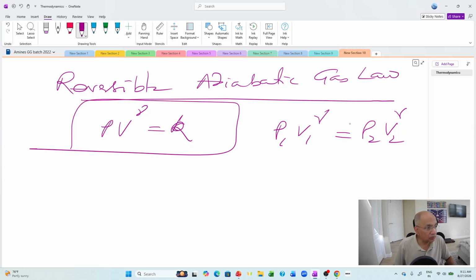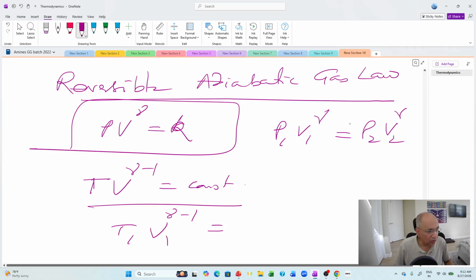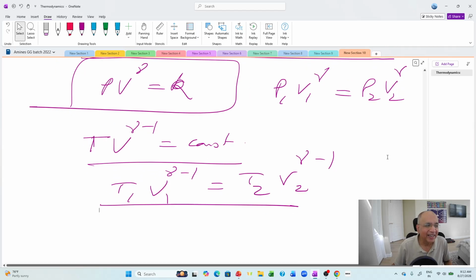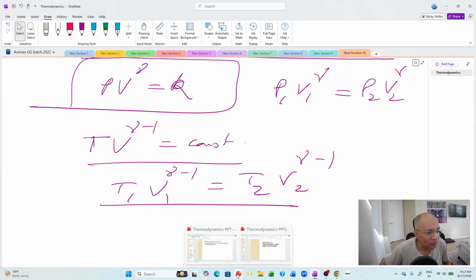And for the Charles law situation, T V^(gamma minus 1) is equal to constant. That is T1 V1^(gamma minus 1) equals T2 V2^(gamma minus 1). In this you have to use it, don't write P remaining constant. Nothing remains constant here. And for the Hamilton type of equivalent, it is this.